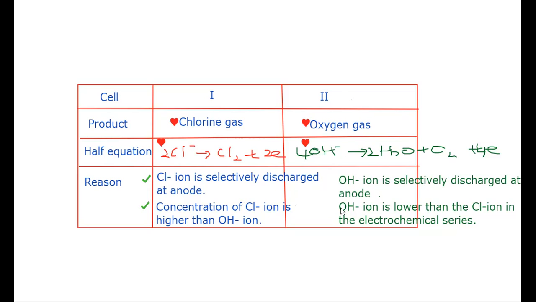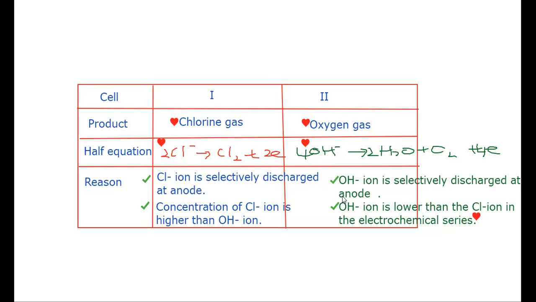Now for set 2, why do you get such half equation? The hydroxide ion is selectively discharged. Why do you get hydroxide ion to be selectively discharged? The reason is it is lower than the chloride ion in the electrochemical series. Please remember to put the word electrochemical series. Okay, so this is your answer.